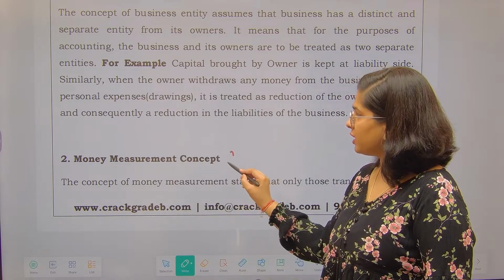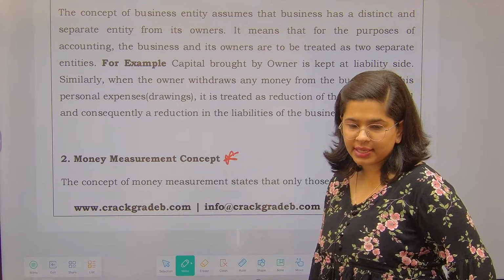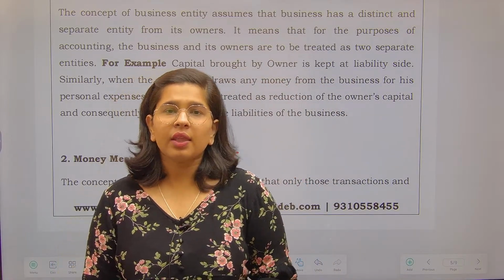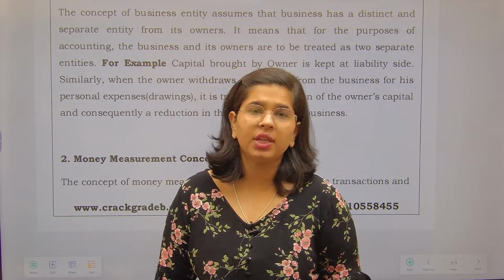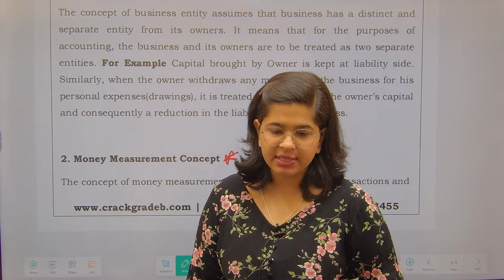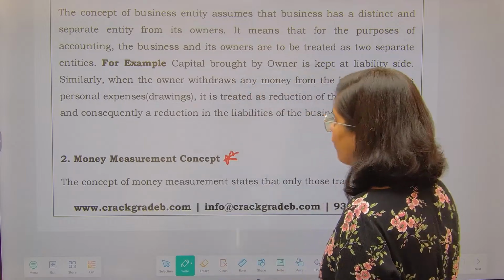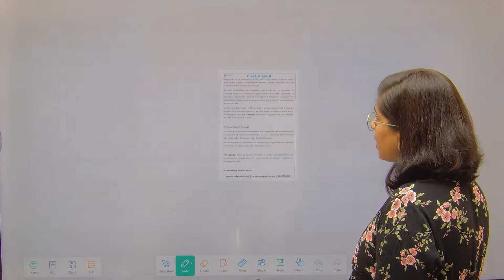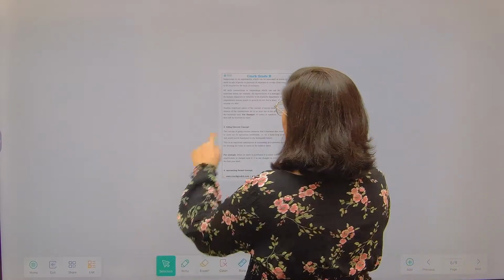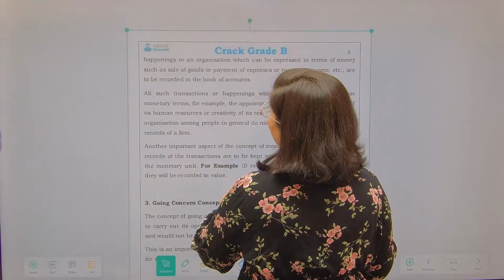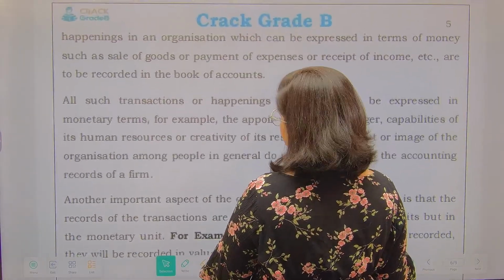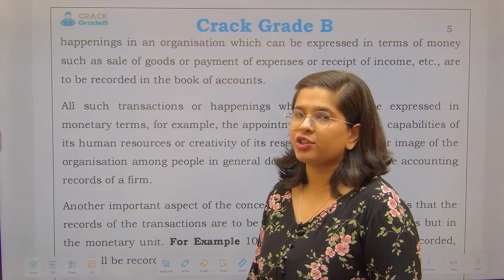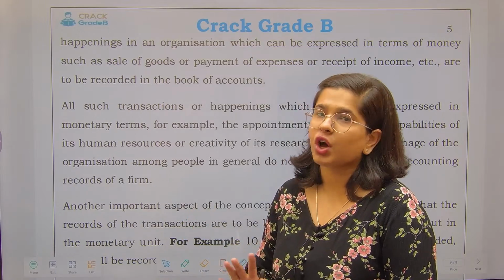One question on this concept we have already seen in the UPSC EPFO examination. When we were discussing previous year questions, in one of those lectures we discussed this as well. Now let's see what our theory says. The concept of money measurement says that only those transactions and happenings which can be expressed in terms of money, like sale of goods and payment of expenses, should be recorded in the books of accounts.